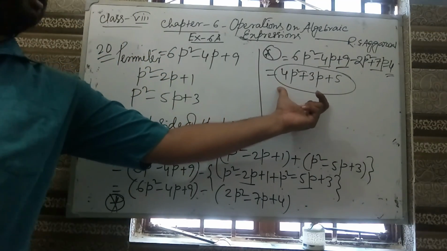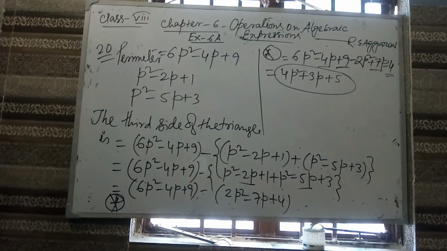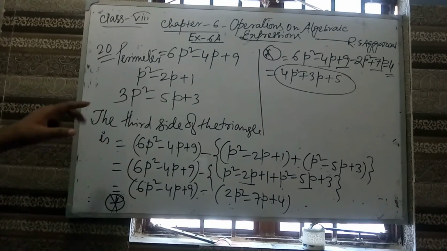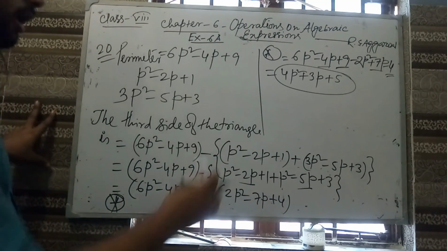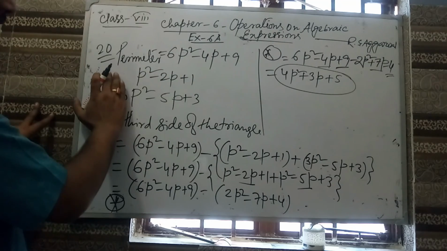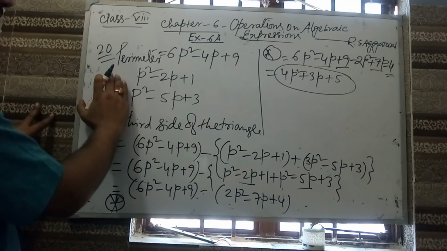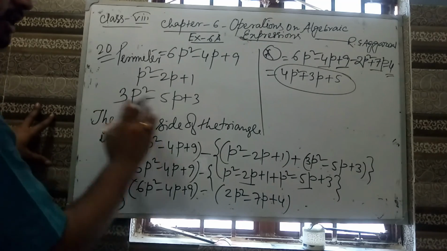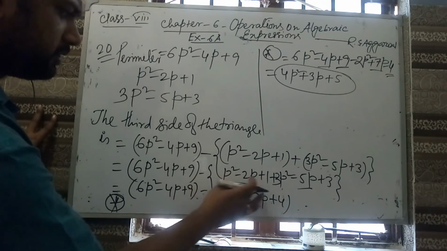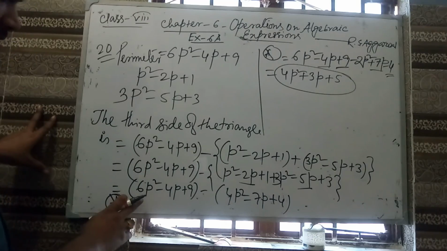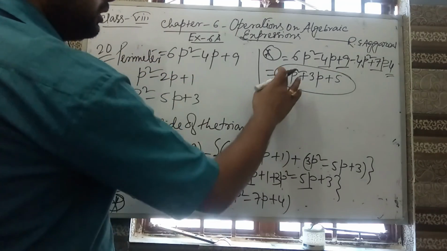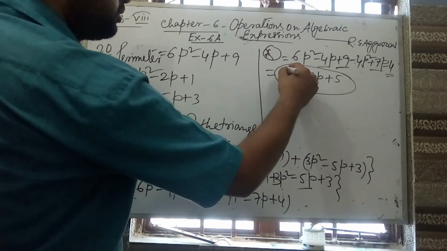Just check whether you have got this answer or not. Somojit, I copied this sum wrong. It will be 3p square. Our sum is correct when we take p square minus 2p plus 1 and p square minus 5p plus 3. But we have 3 over here, so make it 3. So it will be plus p square plus 3p square, 4p square. So 6p square minus 4p square, that is 2p square.